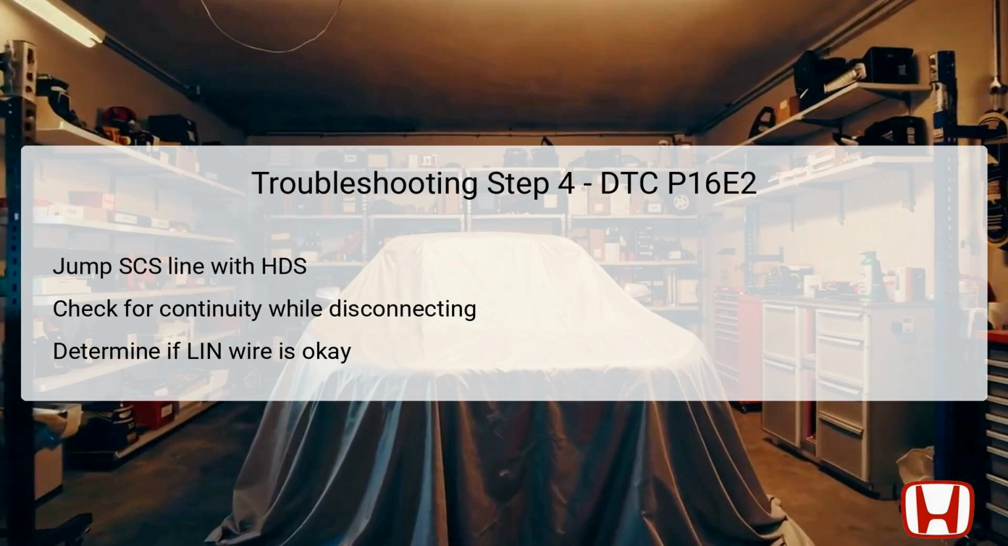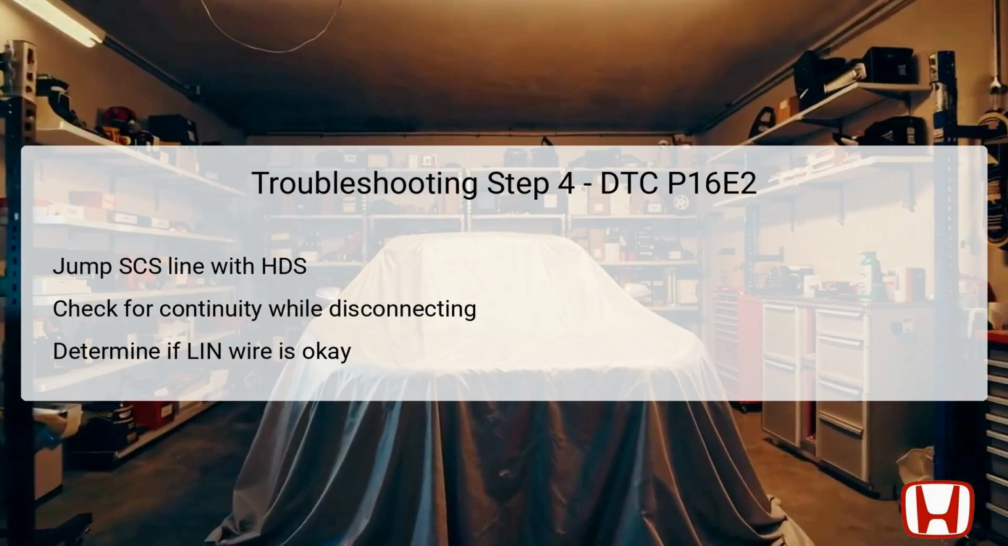During this troubleshooting step, initiate a short circuit check by jumping the SCS (System Communication System) line using the HDS. This process will help to identify if there are any systemic communication issues within the LIN network. Continue to check for continuity between the terminal of the alternator 1P connector and the body ground. While doing so, one by one, disconnect the battery sensor 2P connector and the PCM connector B 49P to observe if continuity is lost upon disconnection.